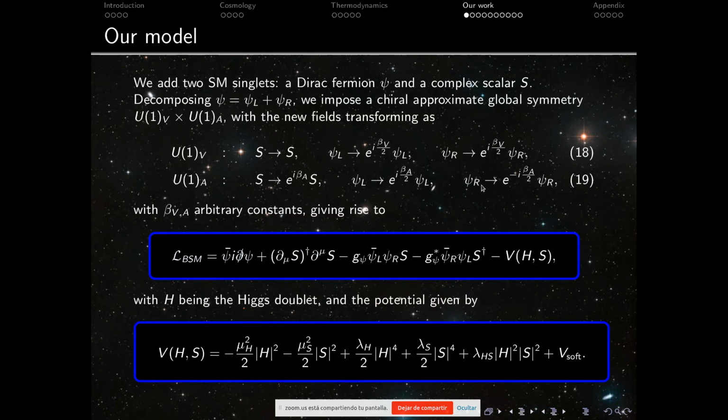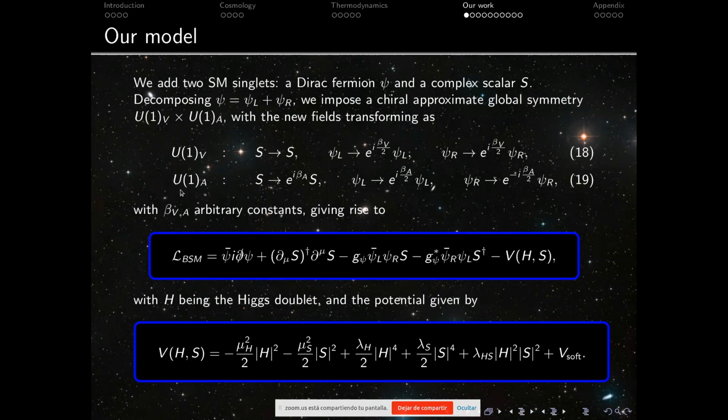The model. I have 10 minutes. Let me explain the main features of the model that we are exploring. It's a very simple extension to the standard model in which you introduce a Dirac fermion and a complex scalar S. Here you can decompose your Dirac fermion in both chiralities, and if you impose this chiral approximate global symmetry, each of the fields transforms. I'm sorry, you assign these transformations for the fields. So the vector symmetry transforms both chiralities, but the scalar transforms in a trivial way.